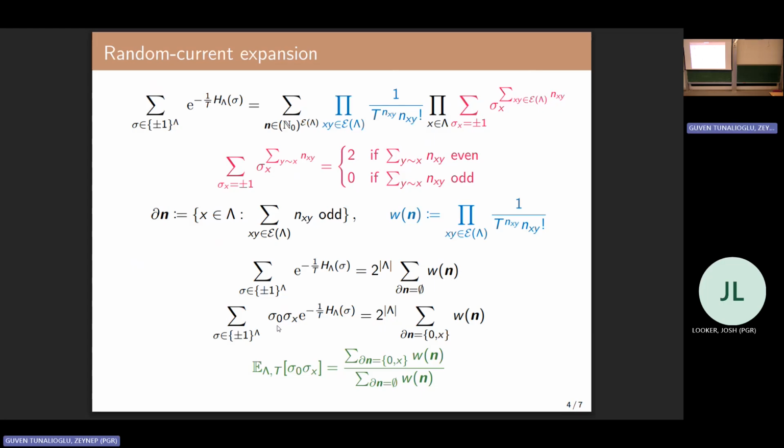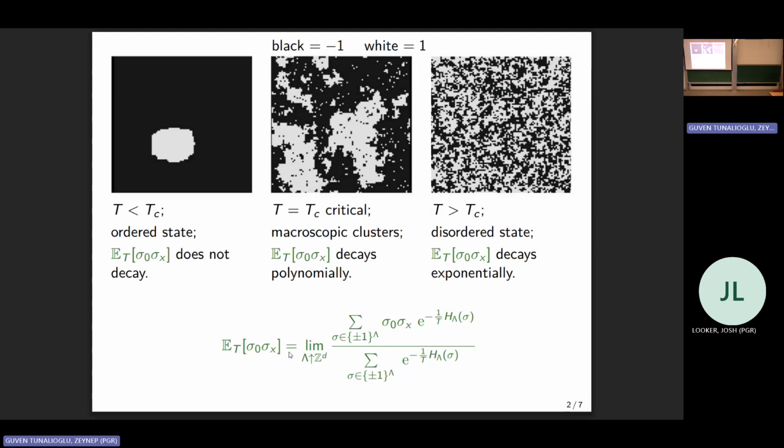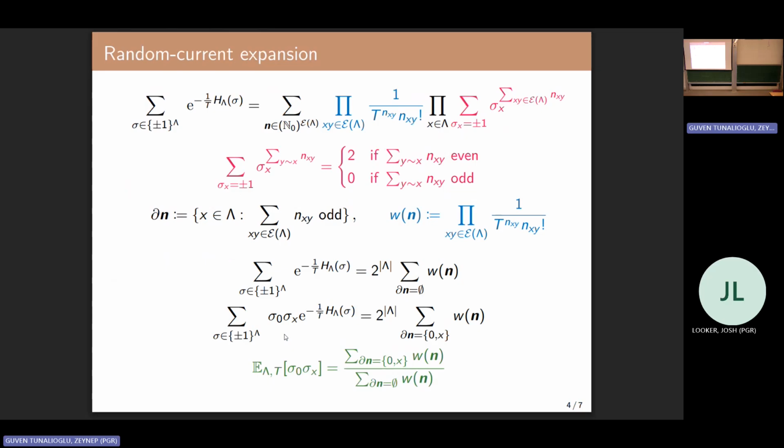So if we add sigma 0 and sigma x, we then get that this is equal to the sum over all currents, where now the current has to have a source at 0 and a source at x, and it has to be sourceless elsewhere. And now this expectation, the thing we started with here, if we fix lambda, can now be written as a ratio of these two sums. So we sum over currents. In the numerator, we sum over currents that have sources at 0 and x. In the denominator, we sum over sourceless currents. Okay. Any questions?